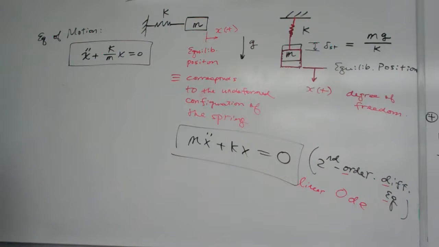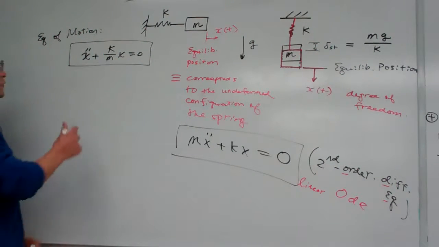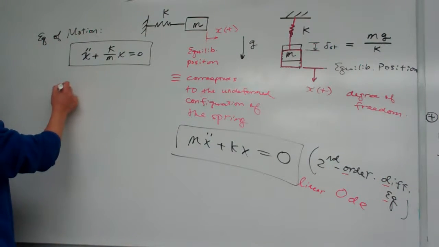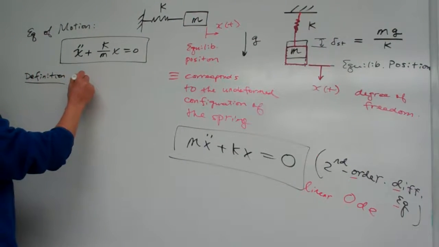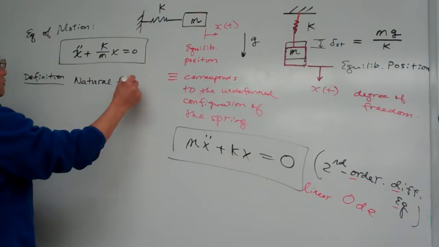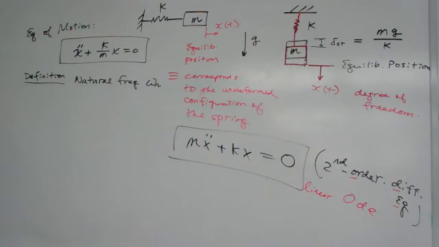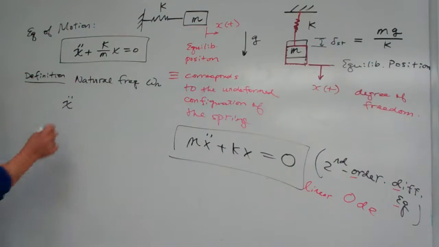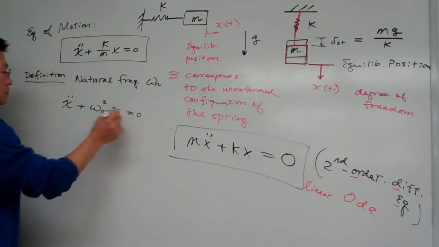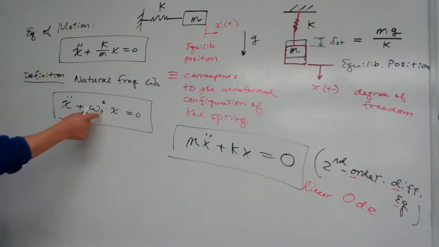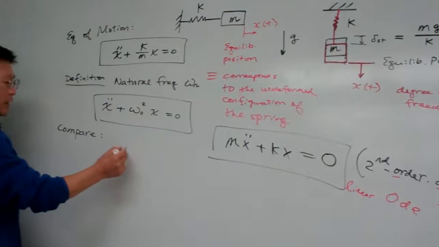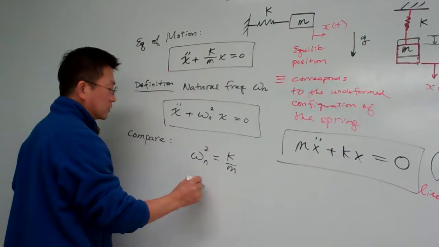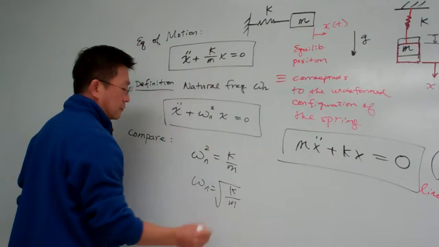So pertaining to this particular form, we define our natural frequency. Natural frequency is defined as this. The omega n is defined as this. In terms of this template, we define omega n such that omega n squared is the coefficient of the x. Comparing the two terms, we know that omega n squared equals k over m. That means omega n equals the square root of k over m. Right?